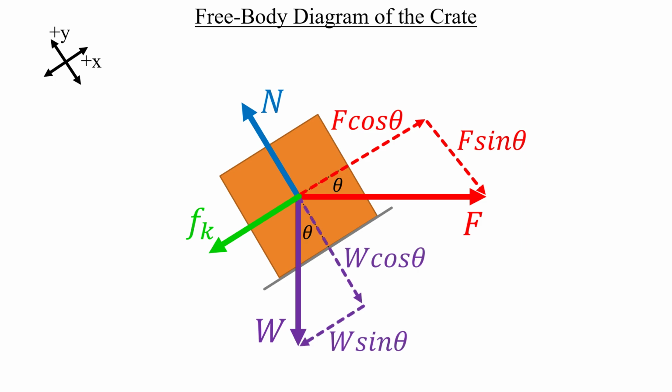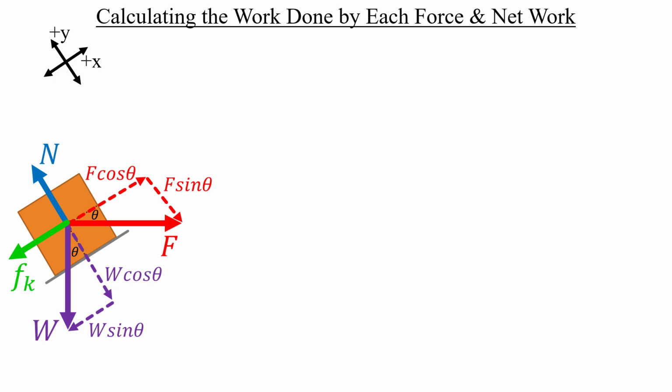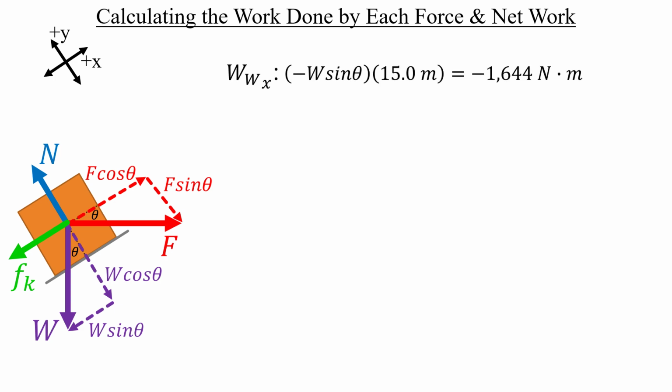We aren't calculating an acceleration here, so we can skip the sum of forces step and go directly into calculating the work of each vector. The x component of the weight points in the negative direction and acts over the entire length of the ramp, so the work done there will be negative. The y component doesn't do any work since the crate isn't displaced in the vertical direction relative to the ramp.